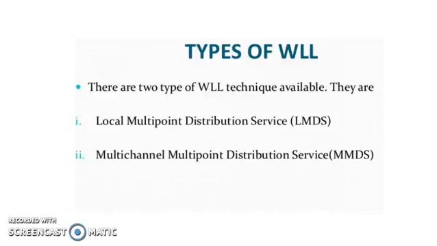The range of the WLL system is limited, not as wide as our mobile phone networks. Types of WLL: there are two types of WLL techniques. The first one is called LMDS and the second one MMDS. LMDS means local multi-point distribution service. MMDS means multi-channel multi-point distribution service.